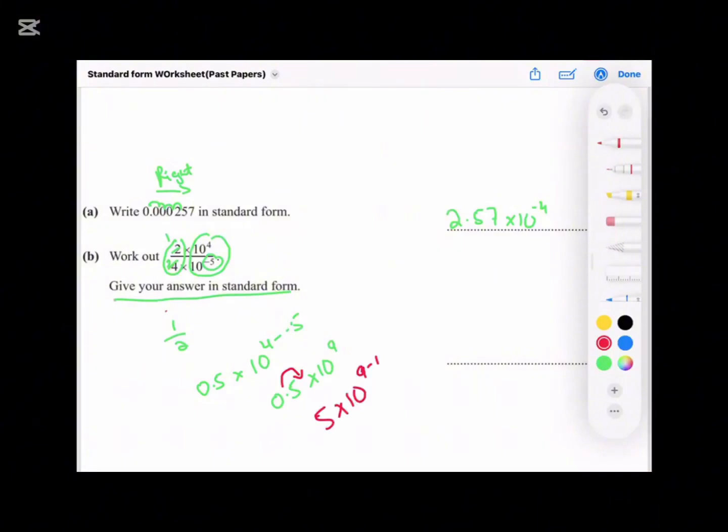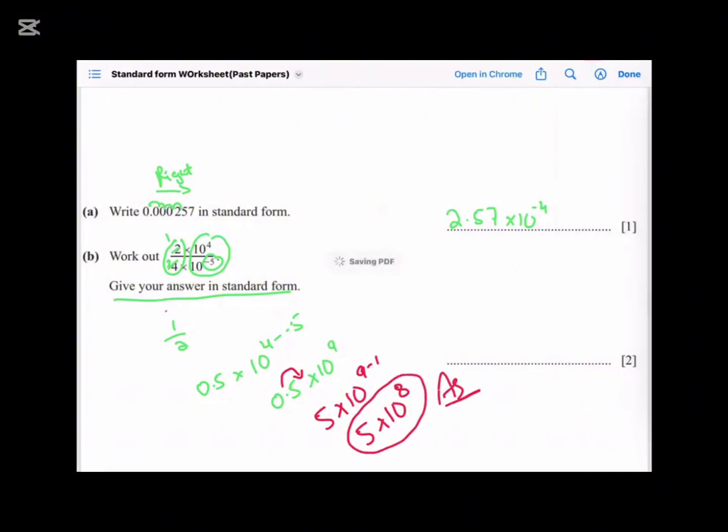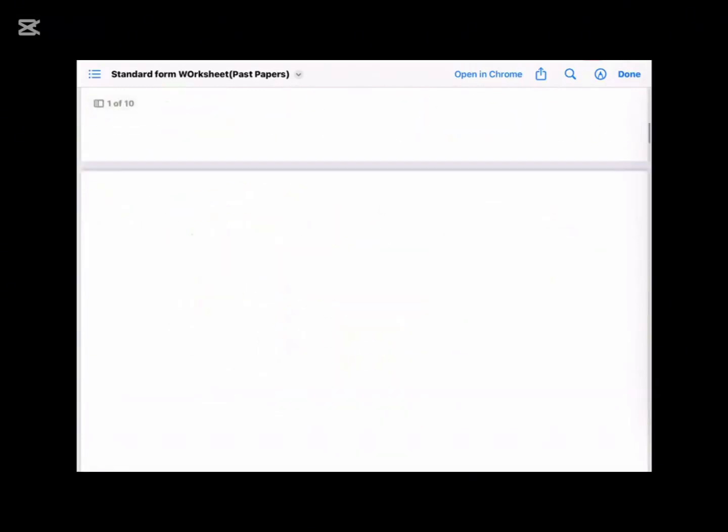Why minus 1? I am moving the decimal point to the right side. When we move right, we have to put a negative, and I moved just one step, that's why I write 1. So 5 multiplied by 10 to the power 8: 9 minus 1 is 8. This will be your final answer. So I hope everything is clear. That's a very simple question. You just need to understand the basic concept.